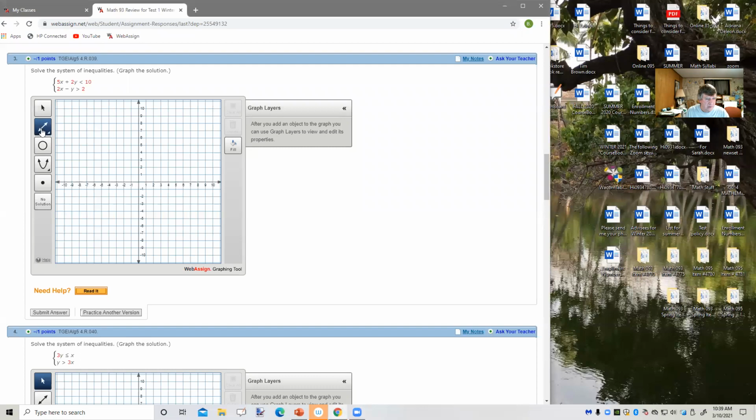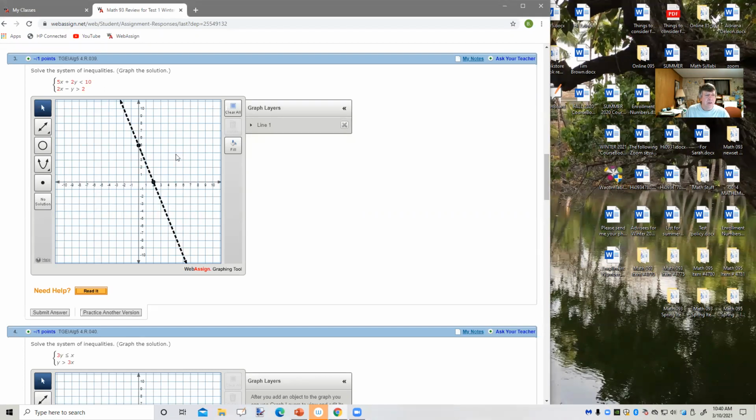So let's graph those 2 points. 2, 0 and 0, 5. Now, this was for this top equation, not the bottom one, the top one. Notice it does not include equals, so our line is going to be dashed.